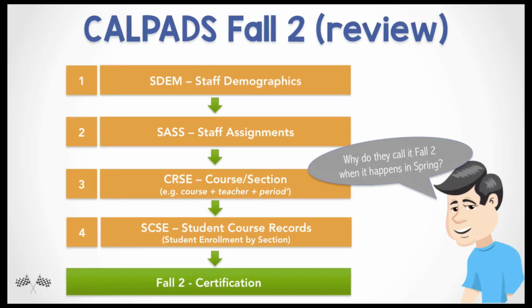Fall two is very similar: 4 sets of files, all schools, staff demographics, staff assignments, and then even the course and section information about which student is enrolled in which class. And then finally the fall two certification, where you make sure there are no errors, no conflicts, and you go ahead and finalize that data.